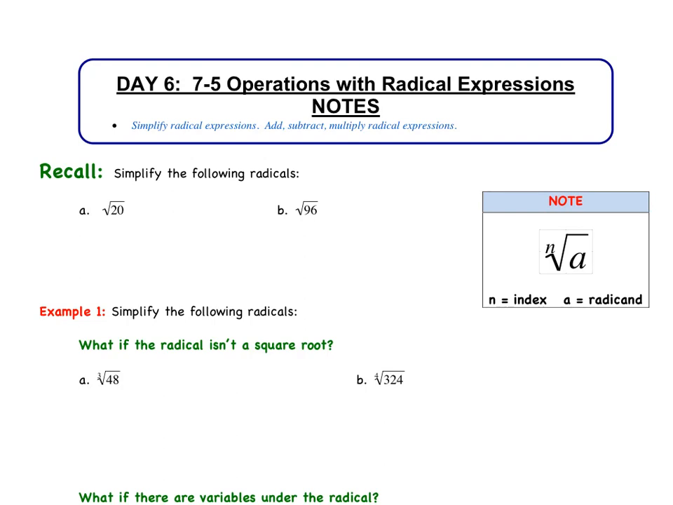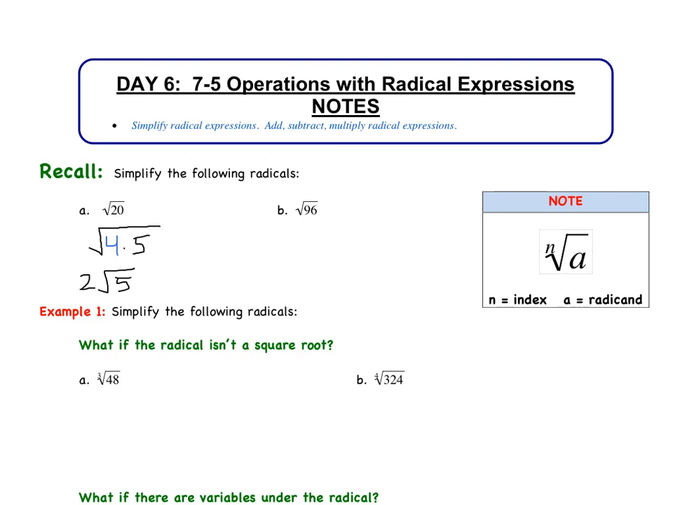The first couple examples we are going to be reviewing. So let's recall how to simplify the following radicals. The square root of 20. What we're looking for is the biggest perfect square that goes into 20. And we should all recognize that the biggest perfect square that goes into 20 is going to be 4. So 4 times 5 gives us 20, and the square root of 4 just becomes 2, and we are left with root 5 underneath our radical.